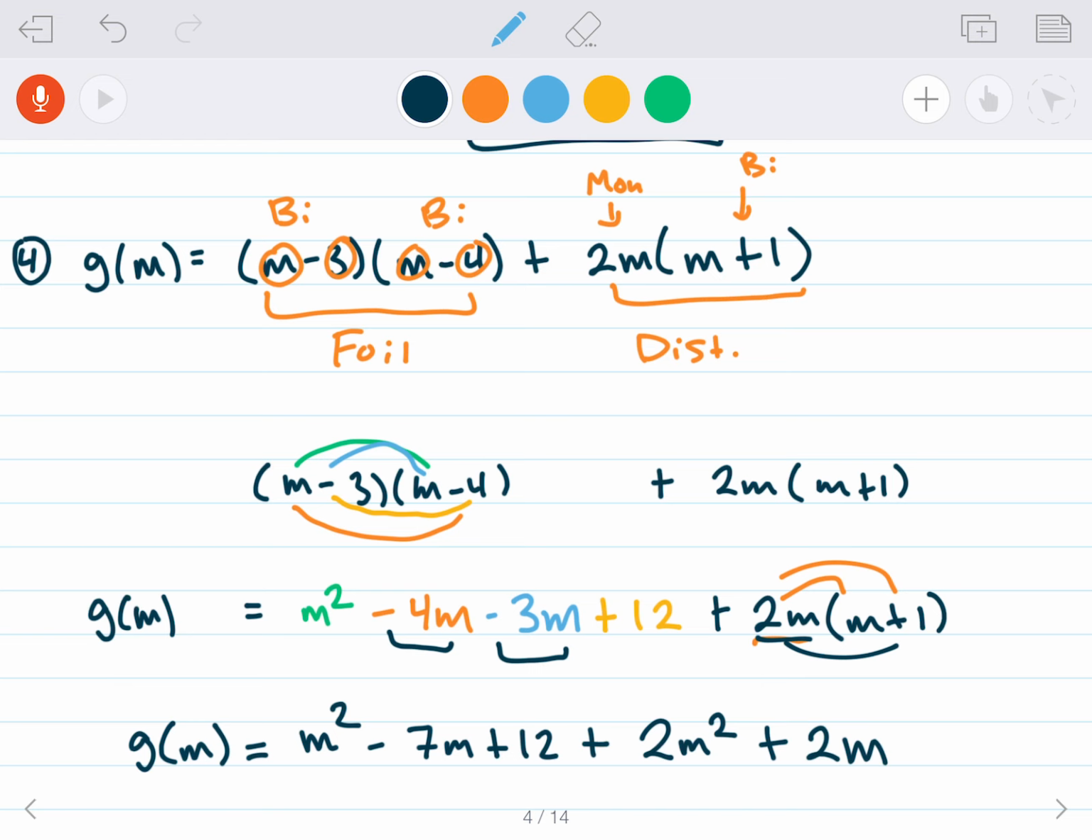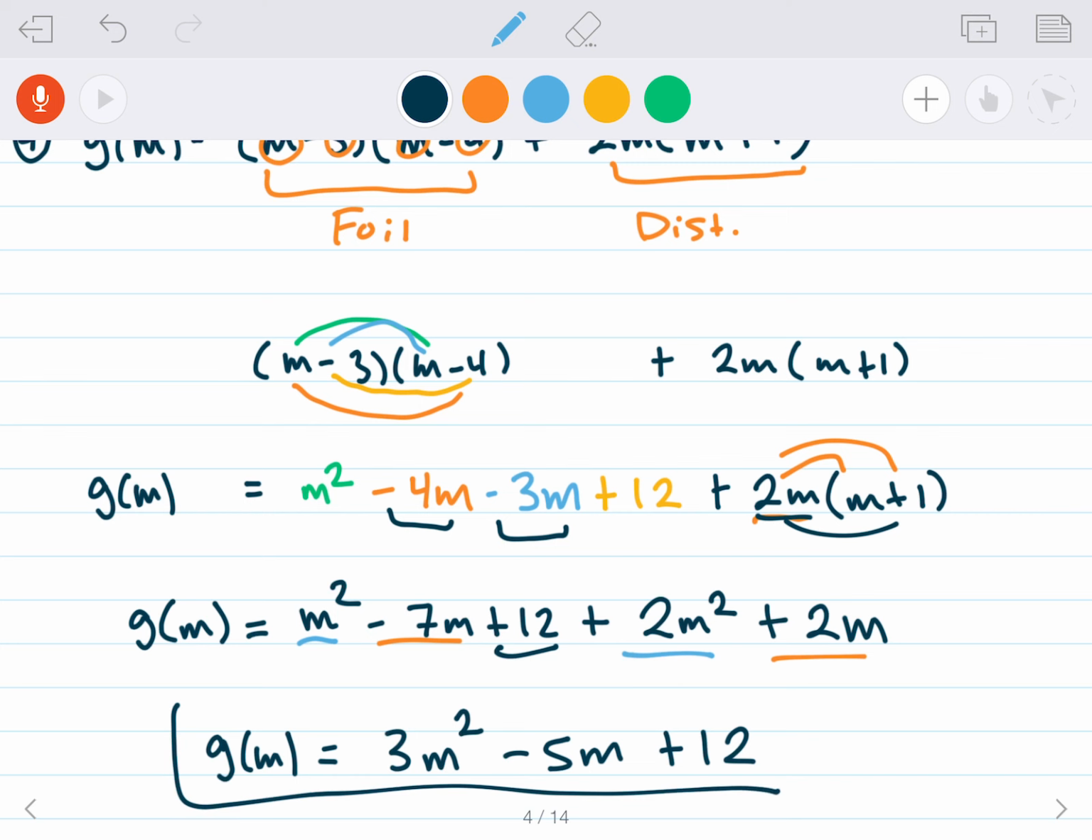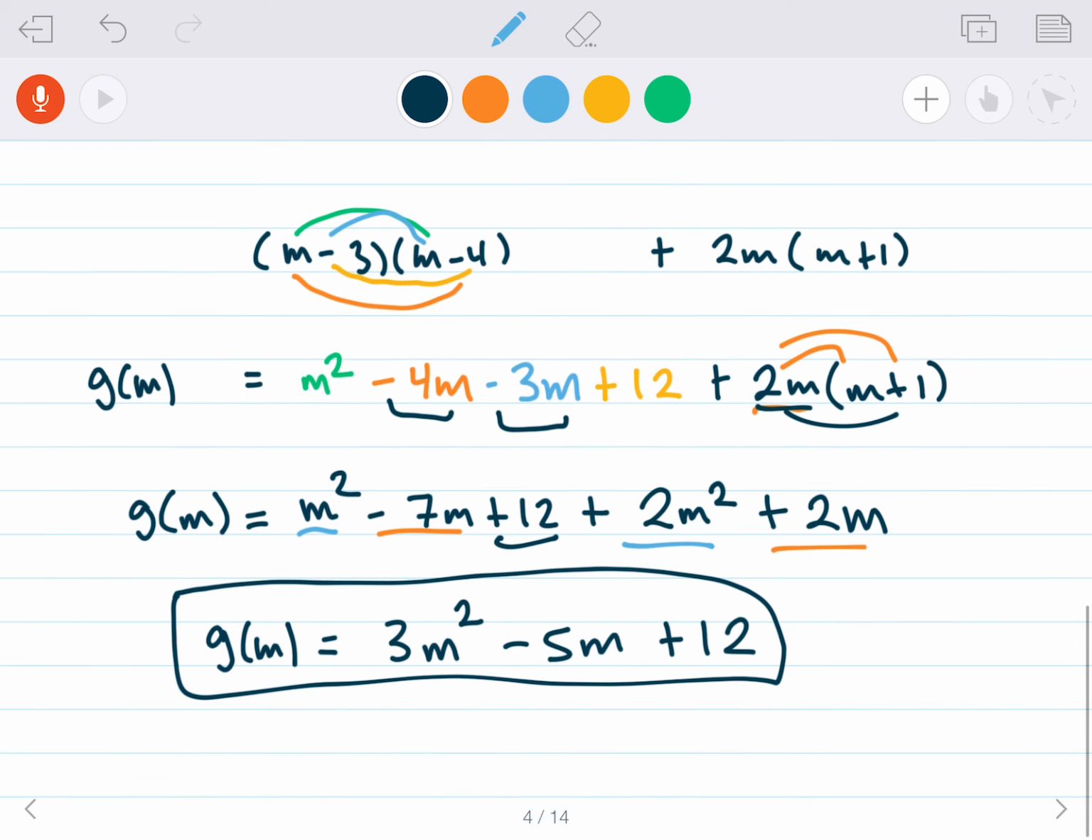All right, let's go ahead and combine like terms. So I see this guy and this guy are like terms. 1m squared plus 2m squared is 3m squared. Oops, not m cubed, m squared. And then we have negative 7m plus 2m, which is going to give us a negative 5m. And then we have the plus 12 at the end. Since we can't simplify anymore, this is our answer in standard form.